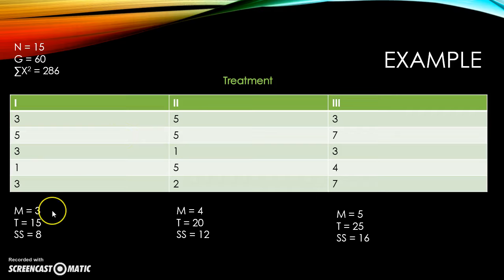I went ahead and figured the mean values for each treatment, as well as the T values, which is the sum of the miscues, and the sum of squares for each treatment. I also gave you N, which is the total number of participants, G, which is the sum of the T values, and also the sum of X squared in the treatments altogether. Take a minute and either screenshot this data or write it down, because you'll all be needing it to do the next steps.